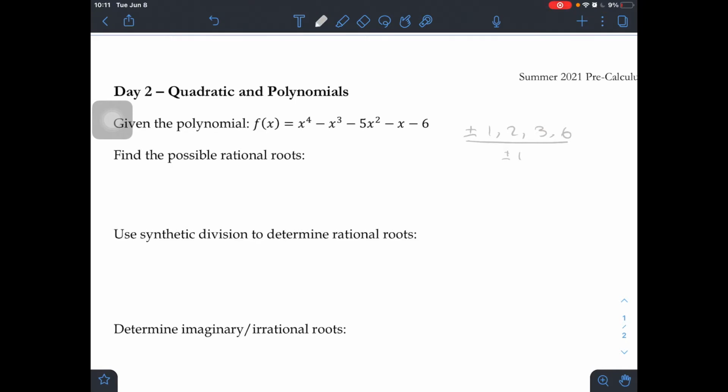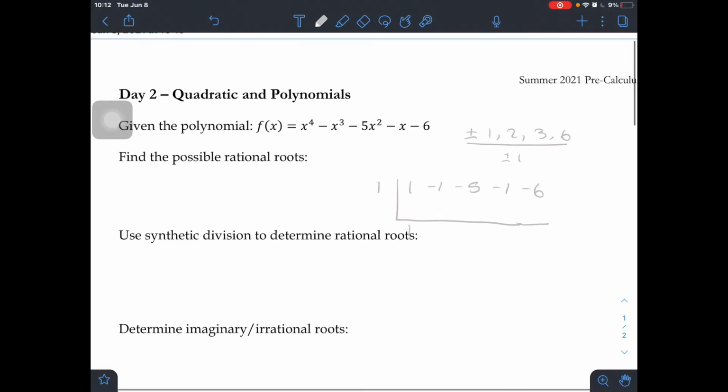So that means the potential rational roots that we might have are positive or negative 1, 2, 3, and 6. Now we basically just have to test them out using synthetic division, and you just have to keep going until you find a root. So let's set it up: 1, negative 1, negative 5, negative 1, and negative 6. Since this is 1, we're going to be testing x minus 1 here, because 1 minus 1 equals 0.